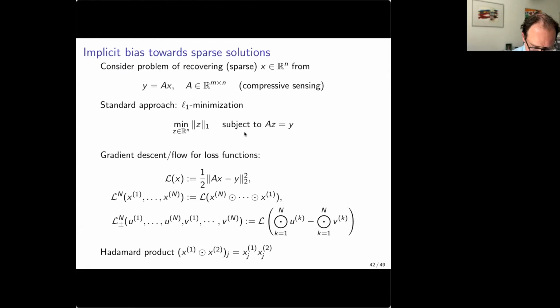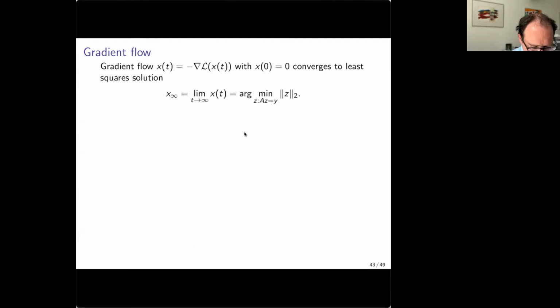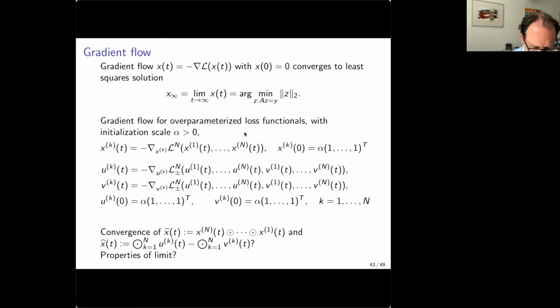Okay, and now what we do, we actually look at the gradient flow for these functionals. And so if we do not factorize, just as a reminder, then we actually get convergence to the least squares solution. So X of T converges to the L2 minimizer subject to that constraint. So that doesn't promote sparsity.